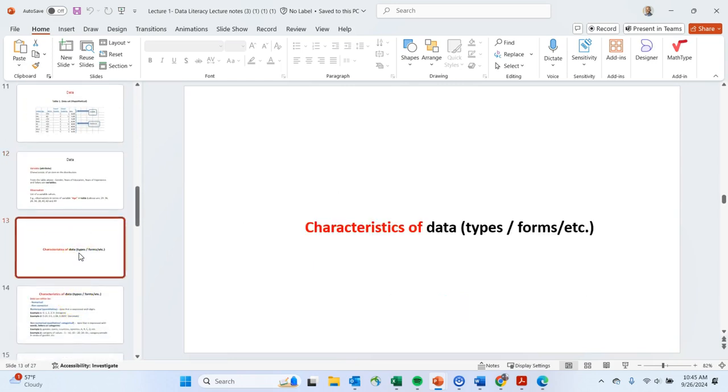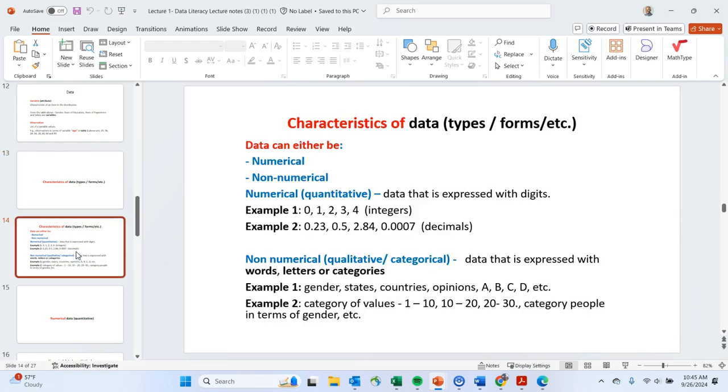So now let's look at a number of characteristics of data. We know normally that data can be either quantitative or qualitative. In other words, we can say that data can be numerical or non-numerical. For the numerical data, which sometimes is called quantitative, you can see that data is expressed with digits. So we have 0, 1, 2, 3, 4, and these are integers. And also, numerical data can be in decimal points. So we can have 0.23 or any decimal points. And still, this is numerical data.